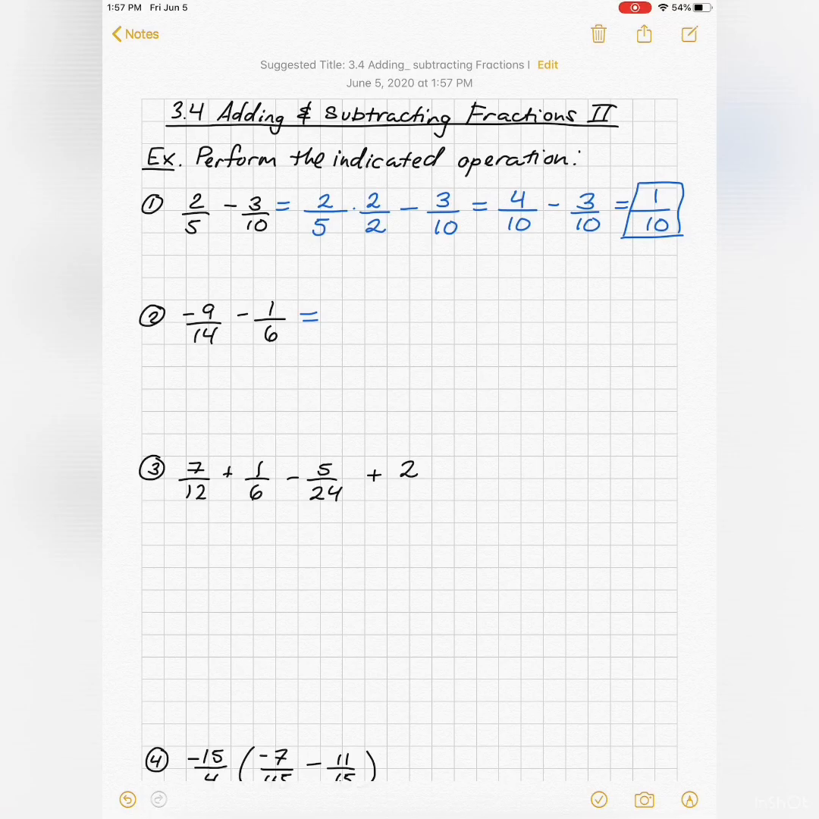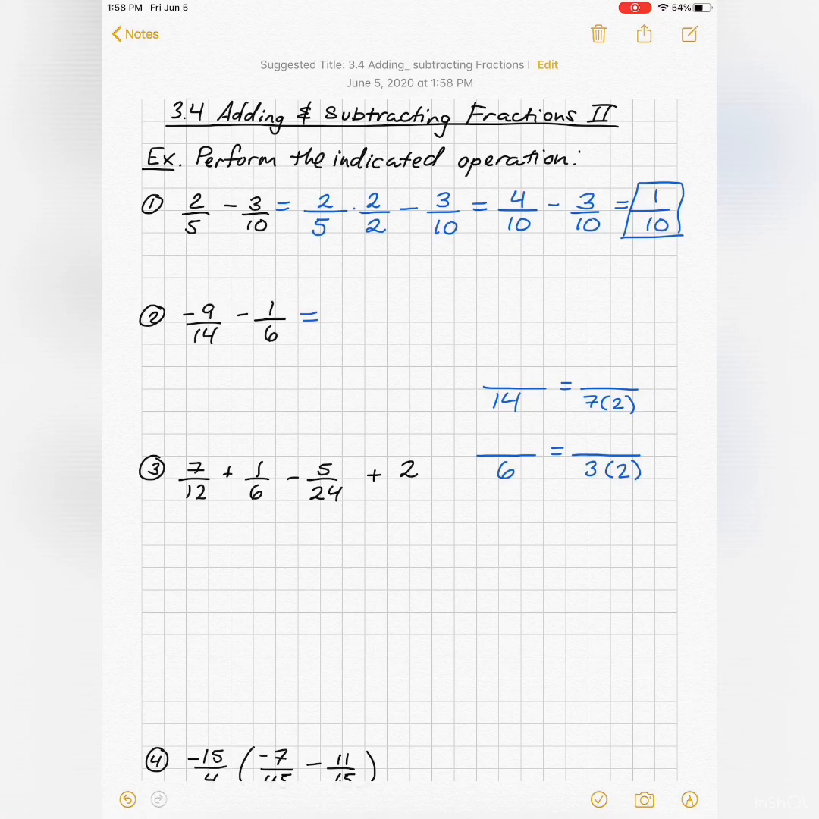What about, we need an LCD for 14 and 6. So, let me see. Let me think about that. So 14 is 7 times 2. 6 is 3 times 2.